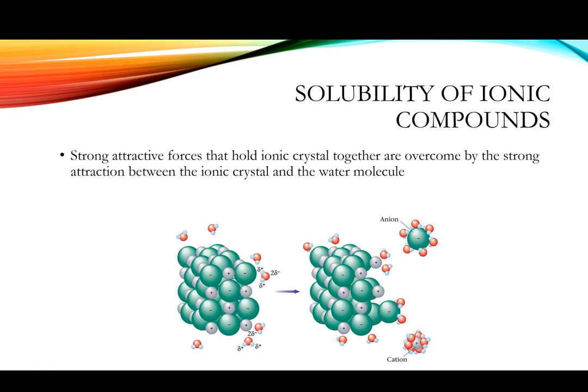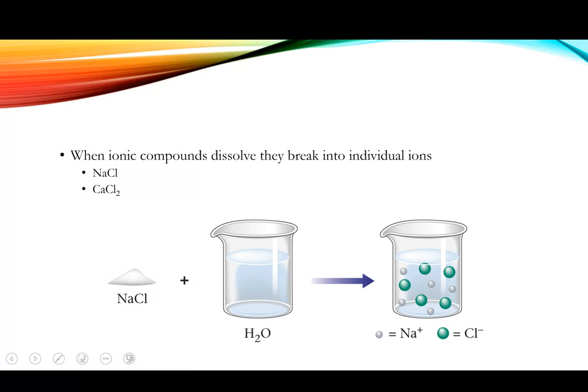So the attractive forces that are holding that crystal together, the attraction between the positive ion and the negative ion, is overcome by the attraction between water molecules and the ion. And you can see there, it will pull off an ion and surround it with water molecules, and it just keeps doing that one at a time until the entire crystal has been broken apart. So when ionic compounds dissolve, they break up into individual ions. When sodium chloride dissolves, it's present not as a crystal, but as sodium ions and chloride ions that are surrounded by water molecules.